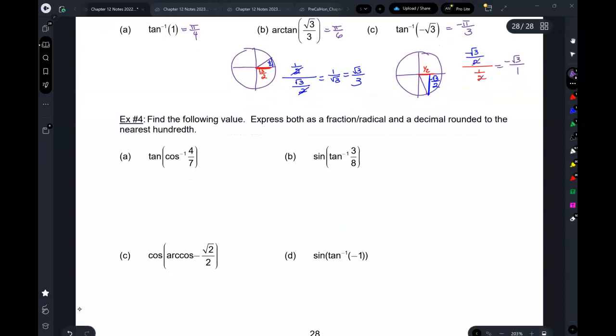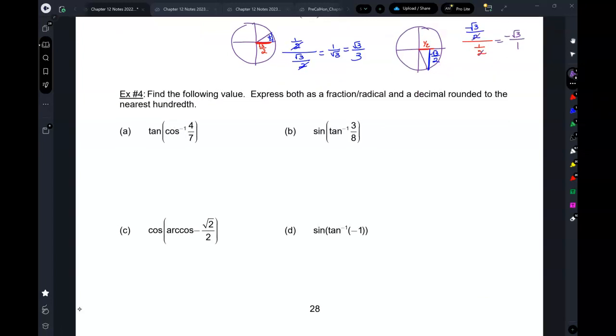Now we have nested functions. So tangent of inverse cosine of 4 over 7. Here is what we're going to do. You have to start from the inside, and you have to draw a right triangle that models this situation. There is a mystery angle here, the cosine of which is 4 over 7. Cosine is adjacent over hypotenuse, so the adjacent to theta is 4 and the hypotenuse is 7.